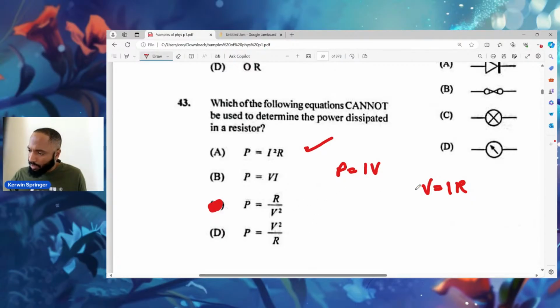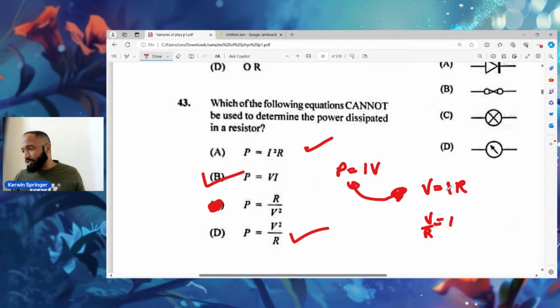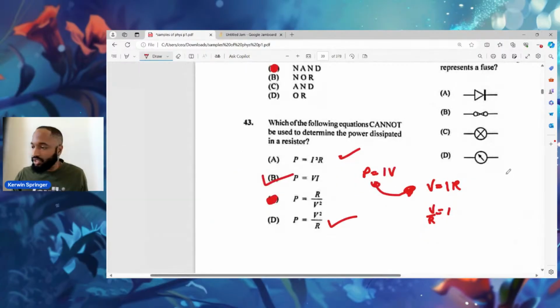So we're using these 2 equations to form one equation. If I substitute for I, where I is equal to V over R, I get V squared over R, so this is good. And if I substitute for V itself in this equation, I get I times IR, so I squared R. So A is also good. So C is the answer.